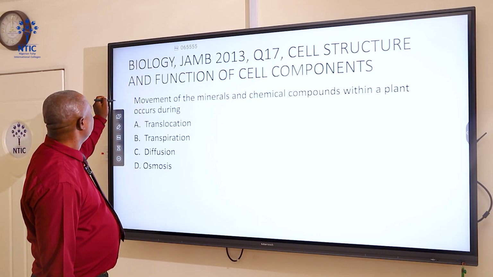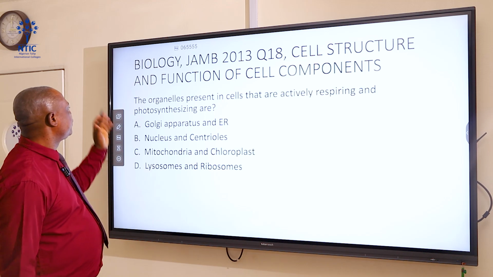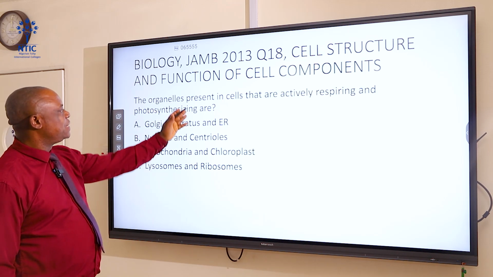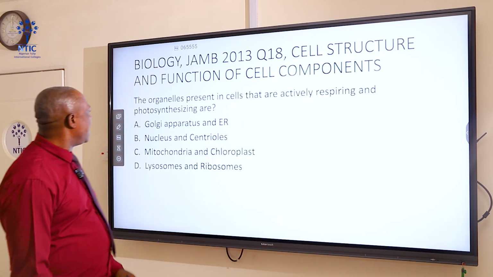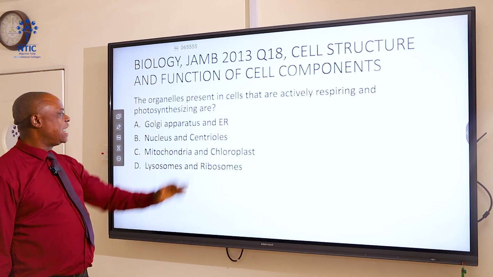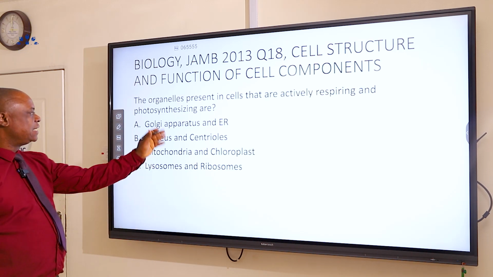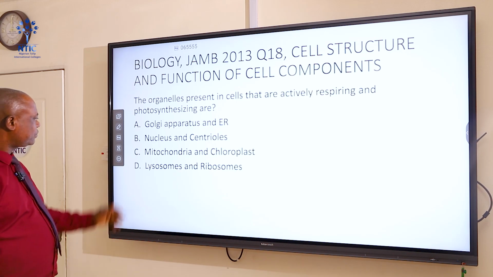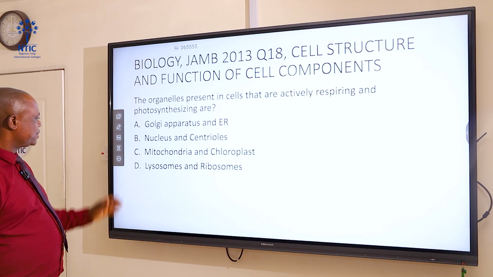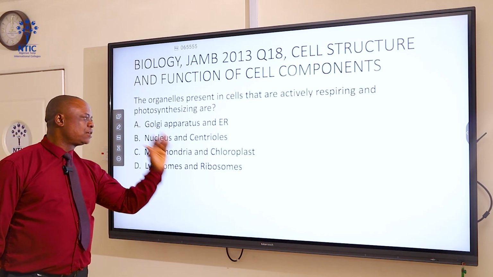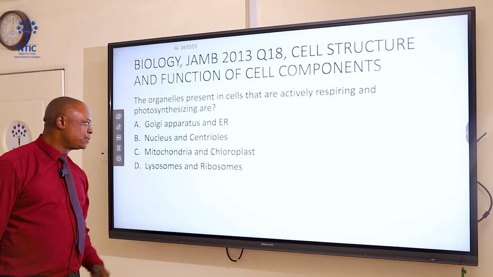Next question. Question number 18. And the question is, the organelles present in cells that are actively respiring and photosynthesizing are: option A, Golgi apparatus and endoplasmic reticulum. Option B, nucleus and centrioles. Option C, mitochondria and chloroplast. Option D, lysosomes and ribosome.